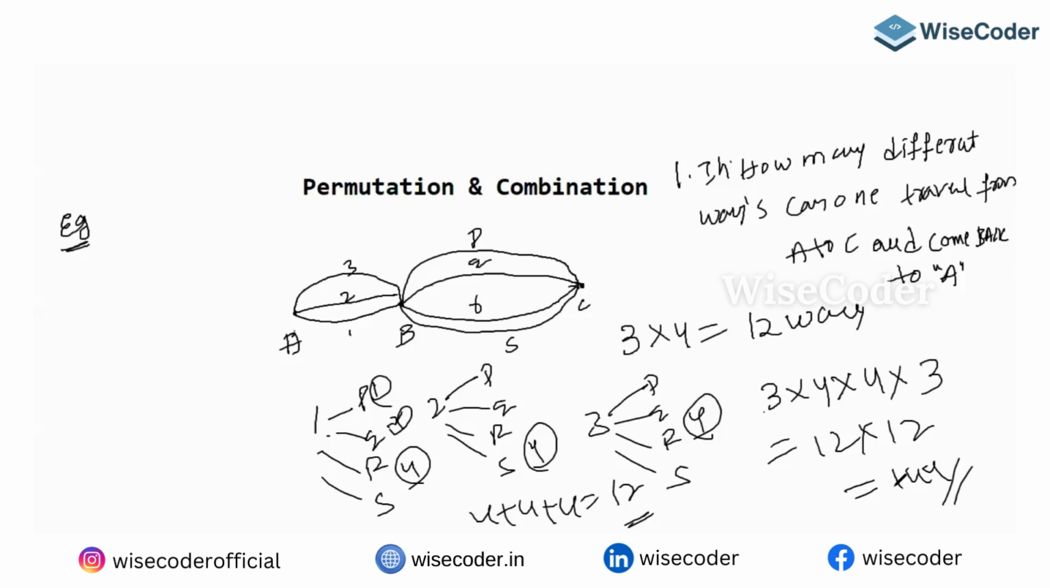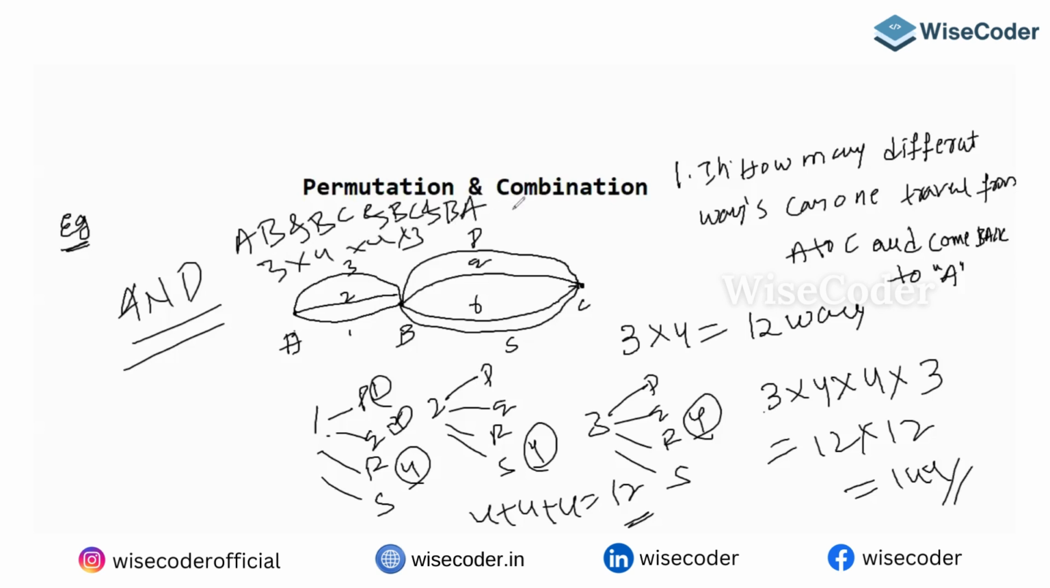So if you want, you can take your time and list out the 144 ways anyway, but it will take some time to calculate. So guys, please understand, here you are using "and", yes, I am using "and", because A to B and B to C, and C to B and B to A. That's why 3 into 4, then 4 into 3, that will give you what, guys? 144 ways. I hope you understand these two particular questions.